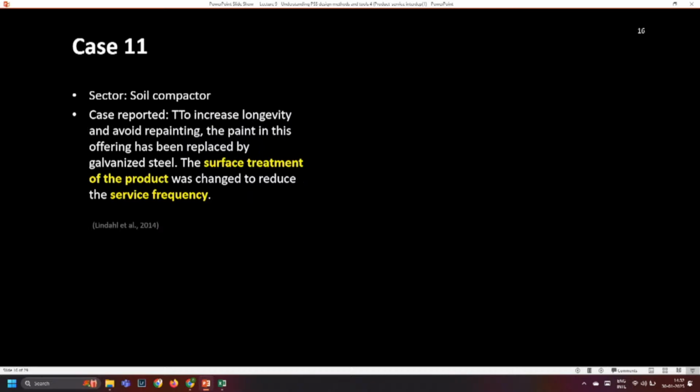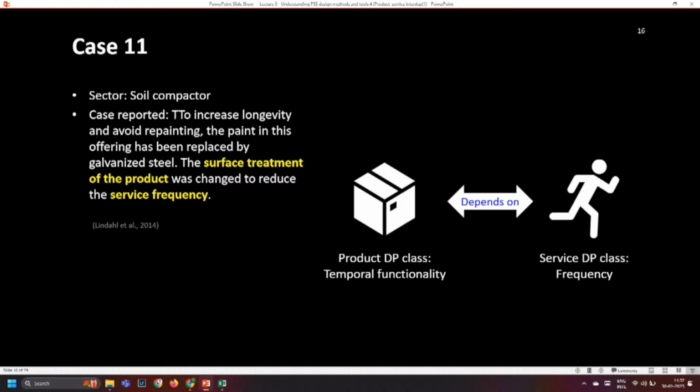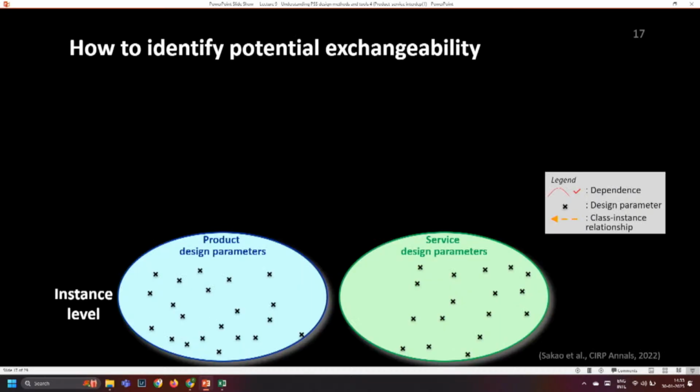Last example, which I already told earlier, soil compactor used typically in road construction. The product was changed in that case in terms of the product surface, and therefore the deterioration of the surface of the product influenced the speed of the deterioration and the frequency of the services. Because they changed the soil compactor surface, the frequency of the service was prolonged, and thereby the product life extension was realized.